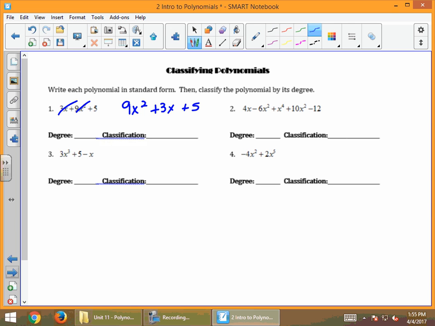Okay. Well, what's the degree of this polynomial? 2. Very good. The largest exponent is a 2. So if the degree is 2, we call this a what?